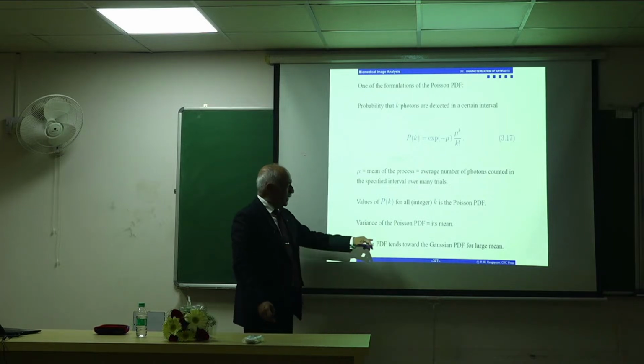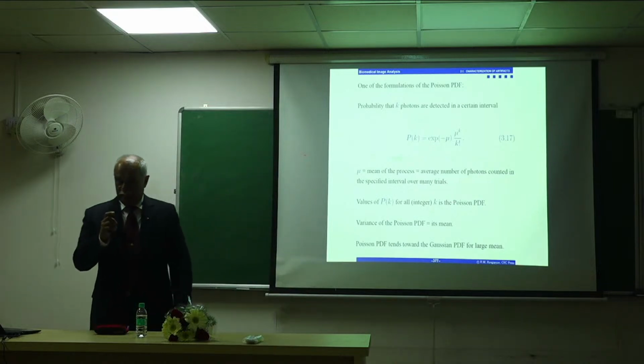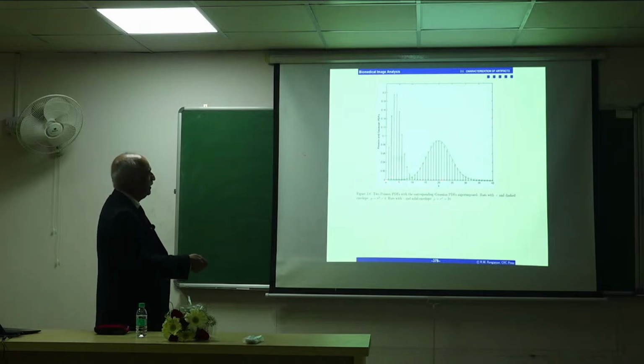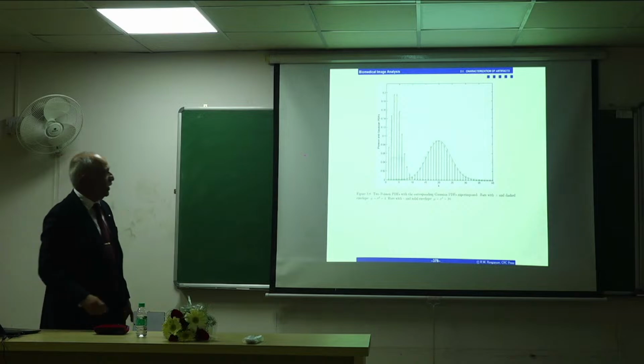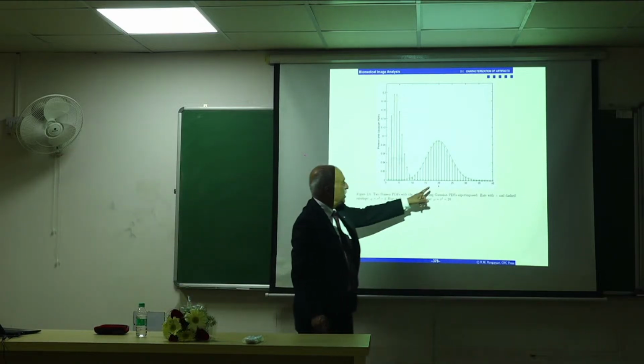The variance of the Poisson process is equal to its mean. The Poisson PDF tends towards a Gaussian for a large mean, but it is one-sided. So the Poisson PDF ends here, it's not for negative values. But as you increase the mean, it looks like a Gaussian. It becomes close to a Gaussian. This is for mu equal to 4, and that is mu equal to 20.